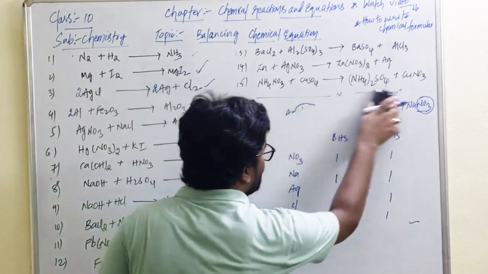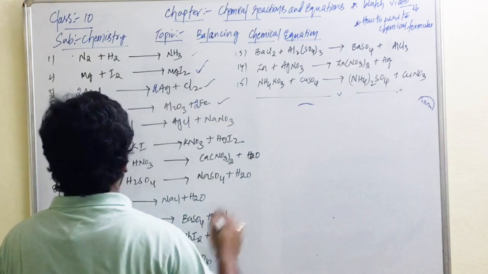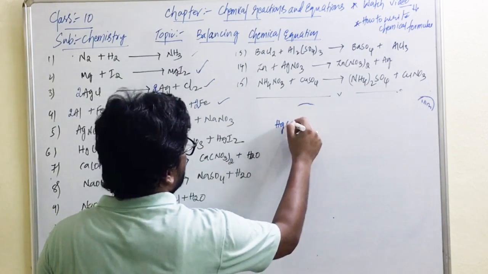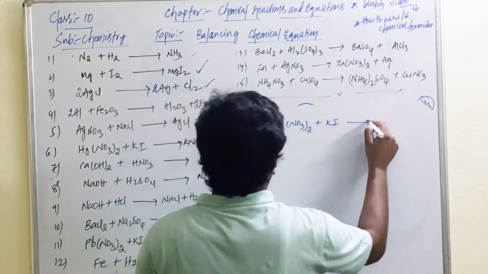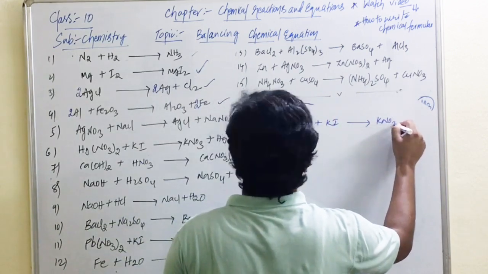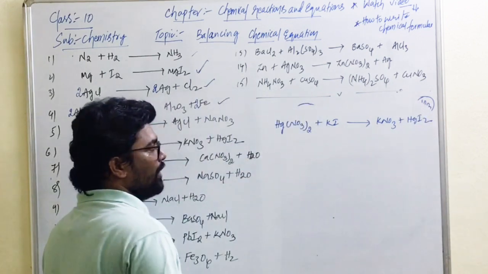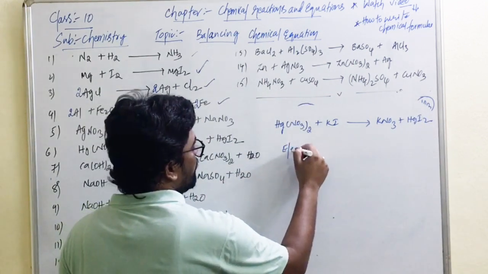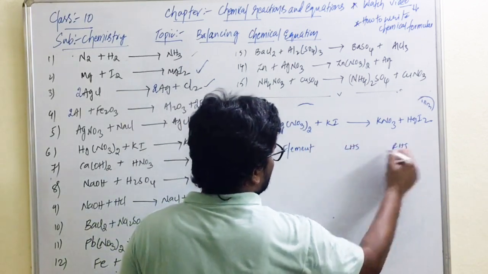Now let us look at one more example. The next one is Hg(NO3)2 plus KI gives rise to KNO3 plus HgI2. So this is the equation given to us. Make a table, with elements on the left hand side and right hand side.